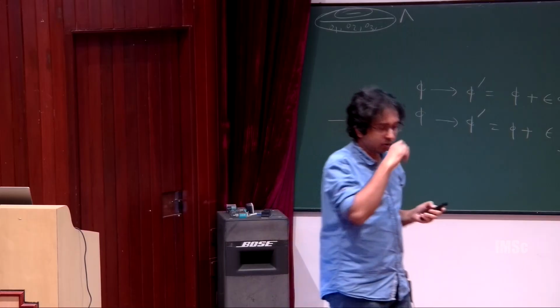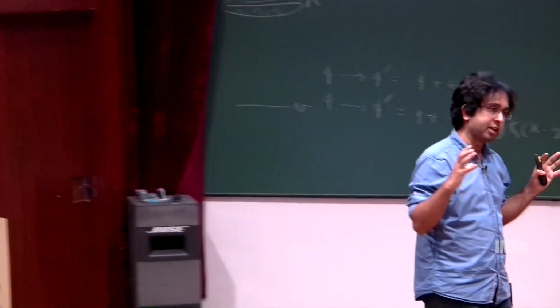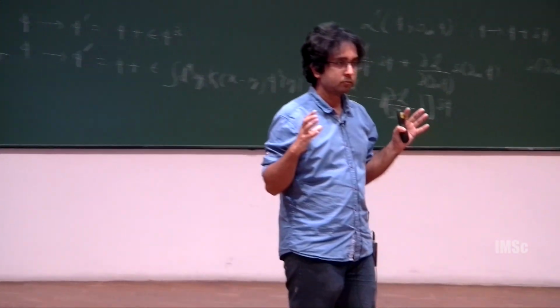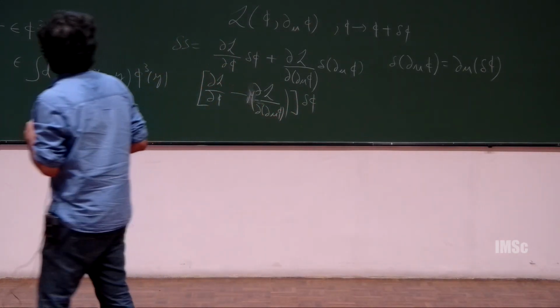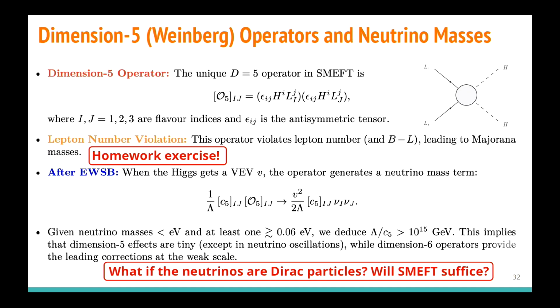There is no integrating out, it's just that we write all possible gauge invariant operators. These are all fundamental parameters. Okay, so here I said that the neutrino masses are extremely small, and what we see is that Lambda by C5 is greater than 10 to the power 15.